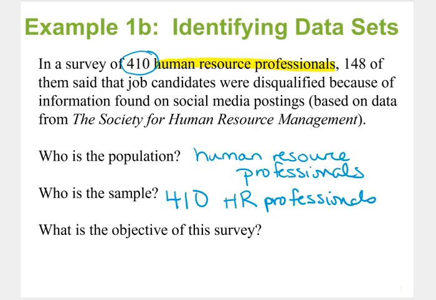All right, and what is the objective of this survey? Well, that could be up for debate. They don't really give us any information about why they were looking at their social media postings. They might be trying to figure out if they are disqualifying too many people. Maybe they should stop looking at people's social media postings. There's not a right or wrong answer here. So there could be a lot of different objectives for this. But at the end of the day, the main objective here is we're just going to use that sample to draw whatever conclusion they need to draw about the social media postings and what HR thinks of it. So again, there's no right or wrong answer here.